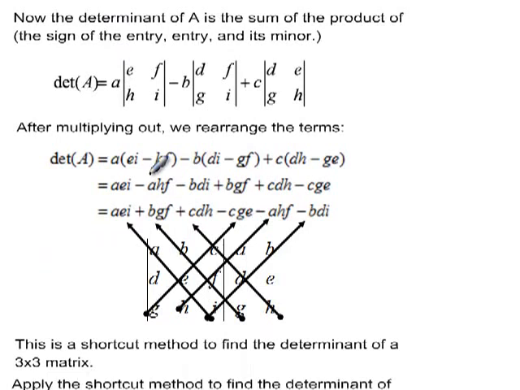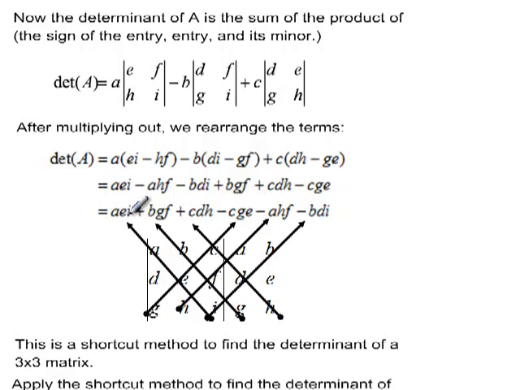So now we are going to expand the 2 by 2. So the determinant of A will be A times the quantity EI minus HF, minus B times the quantity DI minus GF, plus C times the quantity DH minus GE. And now we can distribute the A, B, C. So we have AEI, AHF, BDI, BGF, CDH, and CGE.